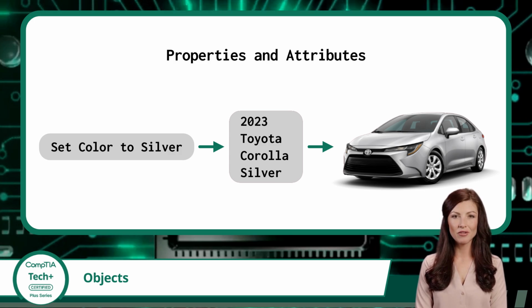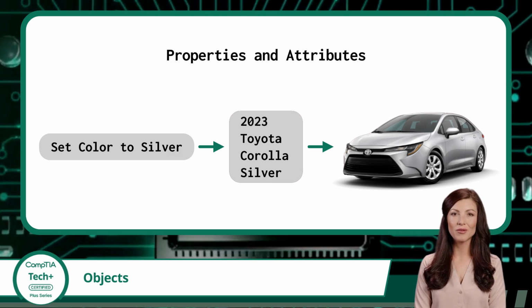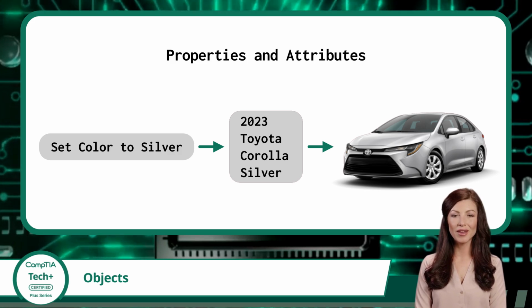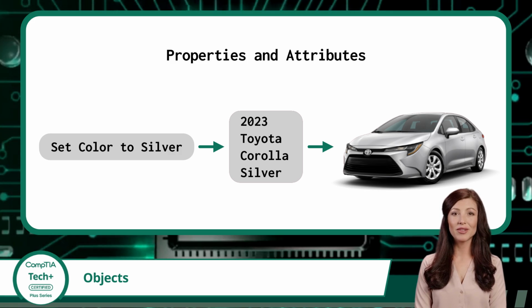As an added layer of control, the property could also include a rule that limits your choices to approved paint options, like silver, blue, black, or red. That way, if someone tries to set the color to something invalid, like invisible, the property would block the change. This helps make sure the attributes of an object stay accurate and consistent with real-world logic.